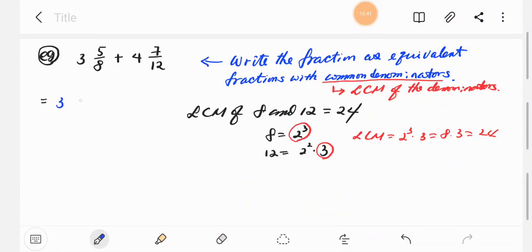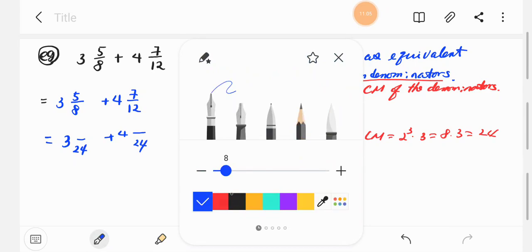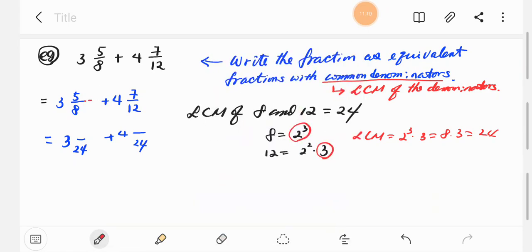So let me rewrite it. So 3 and 5 over 8. Let me duplicate the question. So now the denominator is 24, right? Let us write 24. Okay, so what do you multiply? Multiply the numerator and the denominator of this fraction. So 8 times 3 is 24. So multiply the numerator by 3. That is 15. Okay, now 12 is multiplied by 2 to make it 24. So 7 times 2 is 14.